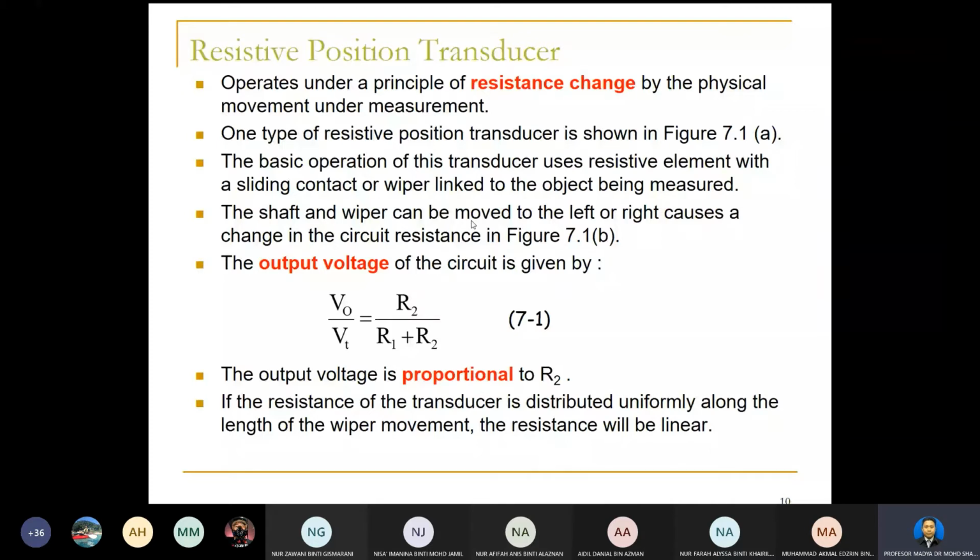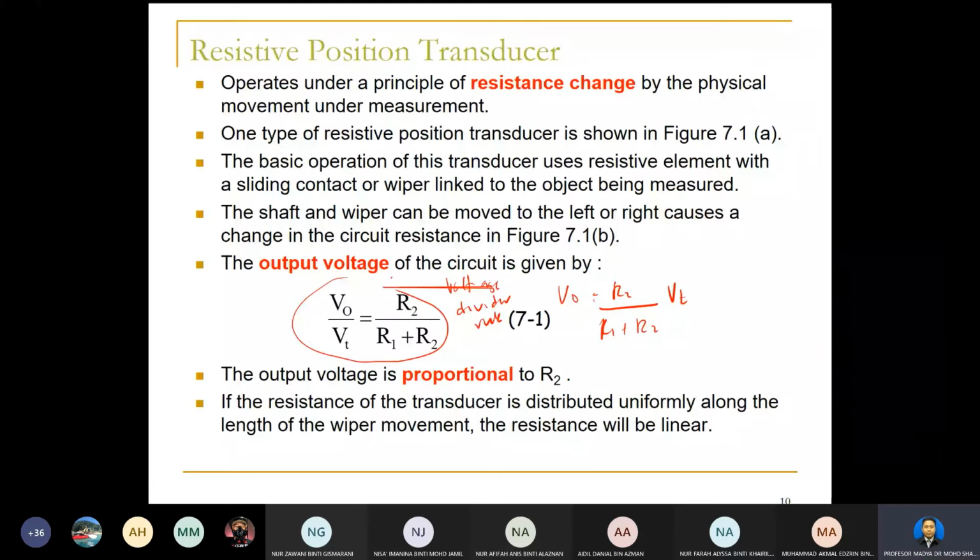causing a change in the circuit resistance in figure 7.1. The output voltage of the circuit is given by the voltage divider rule. The voltage divider rule is like this: V out equals R2 divided by R1 plus R2, multiplied by VT. So we call this the voltage divider rule.